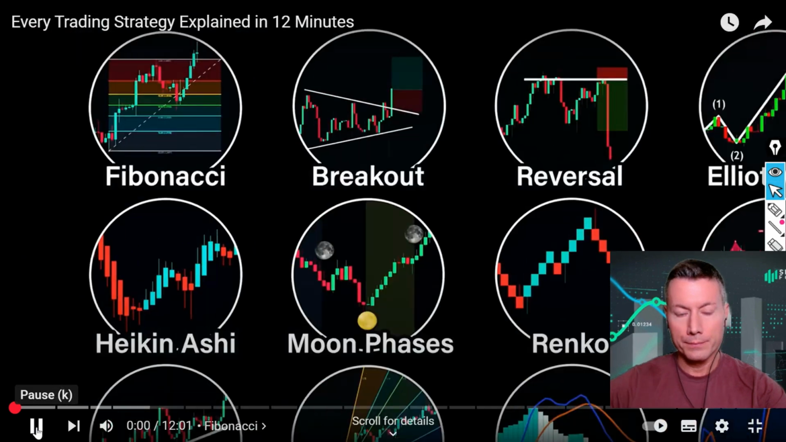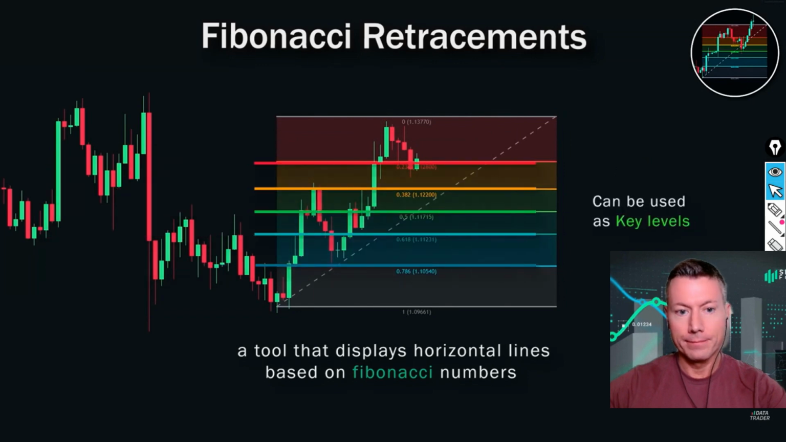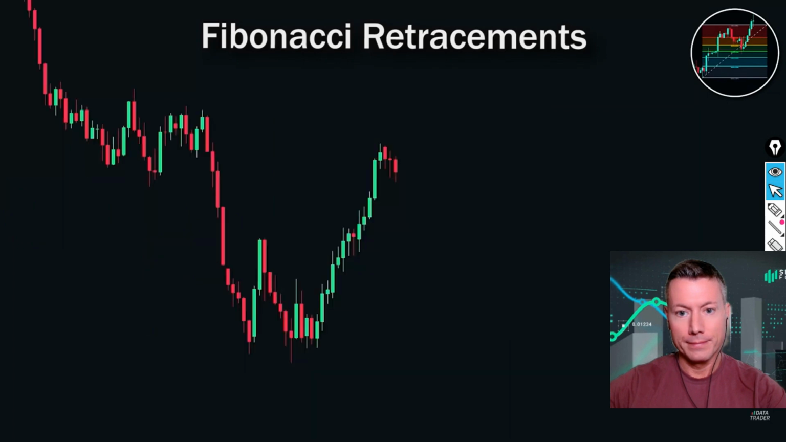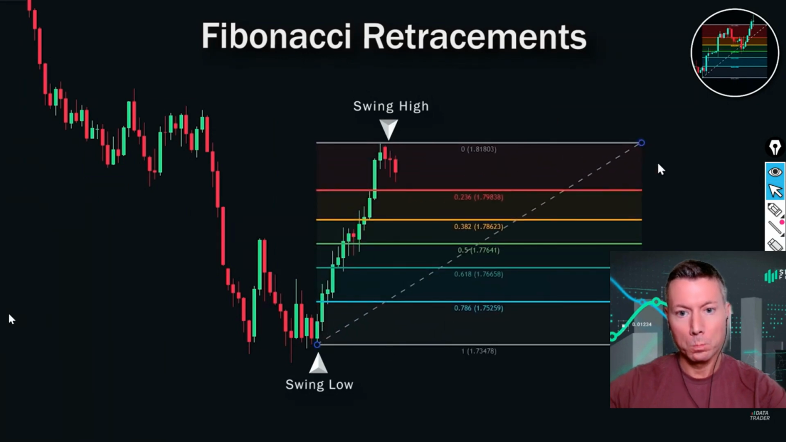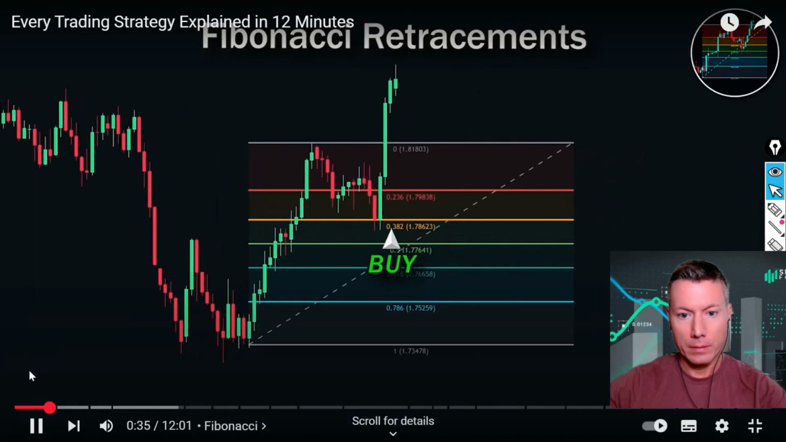Fibonacci retracements. It is a tool that displays horizontal lines based on the Fibonacci numbers. These lines can then be used as key support and resistance levels. To use the Fibonacci retracement tool, you first start by identifying a swing low and swing high on a chart. Then, drag the tool from the swing low to the swing high. Next, wait for the price to make a pullback to one of these levels, ideally the 0.382 Fibonacci level, because that's the most common level where price tends to reverse from. So if price touches that level, that could be a good buy entry. Keep in mind that price could also reverse from other Fibonacci levels.